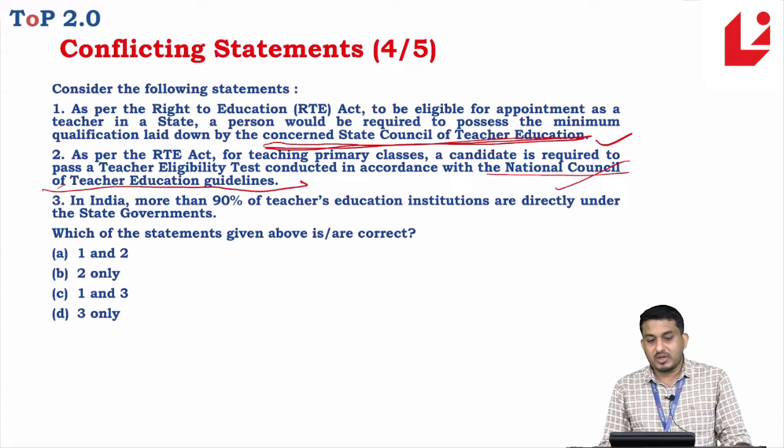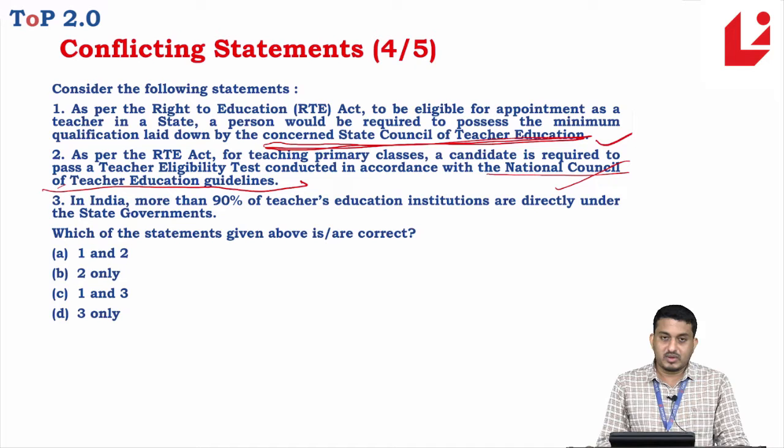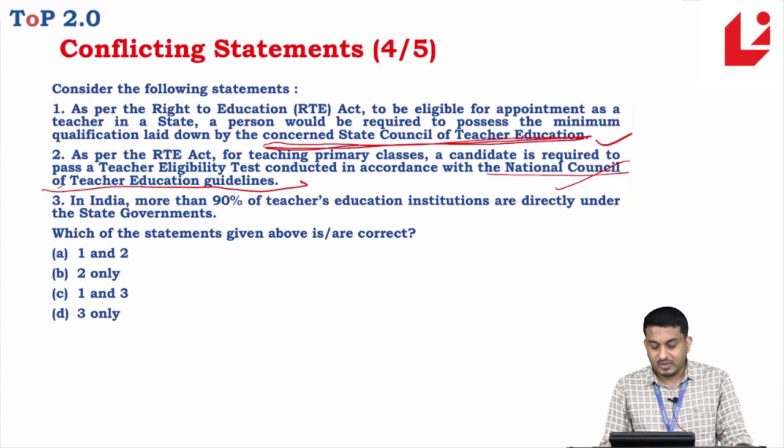If you read it carefully, you can understand that eligibility is given by a lower authority and the exam is conducted by a higher authority. That is not valid logic. Getting it? Exam conducted by higher authority, but qualification is laid down by lower authority. So that means 1 and 2 should not go together. Both are contradictory. So you should not have 1 and 2.